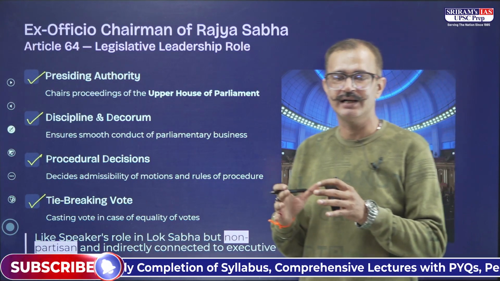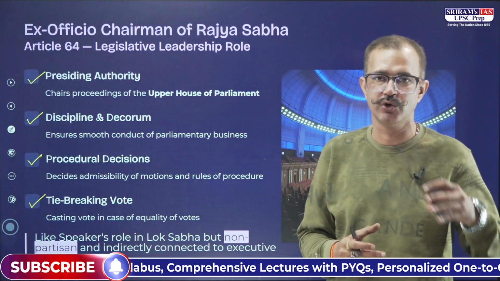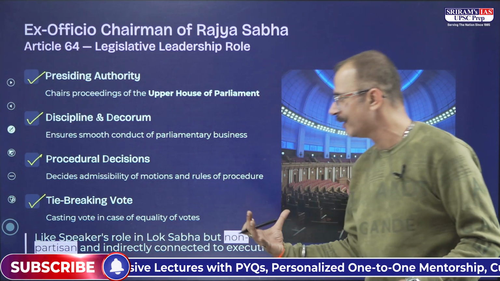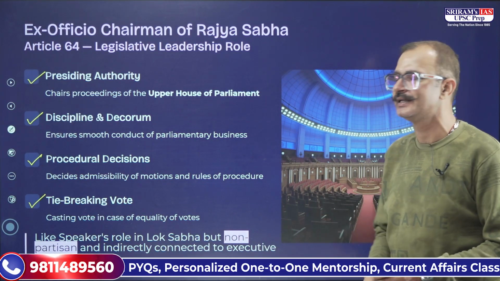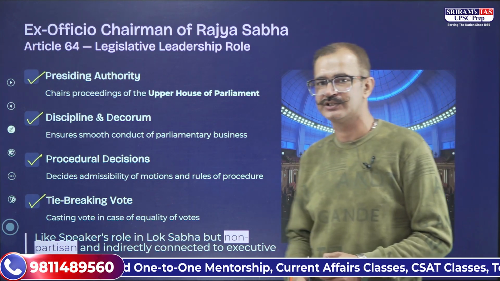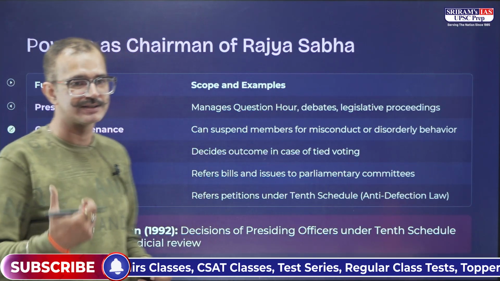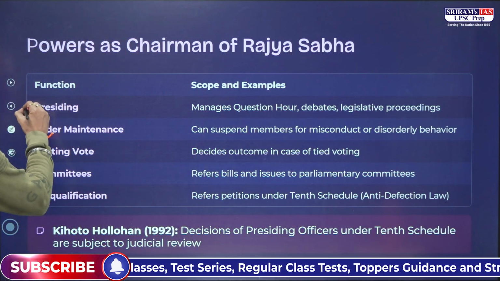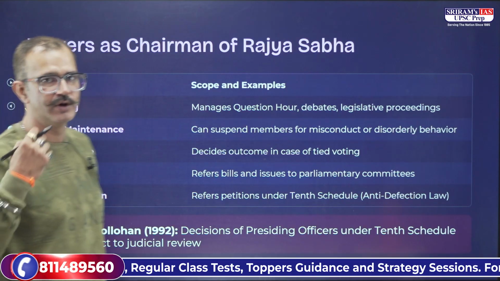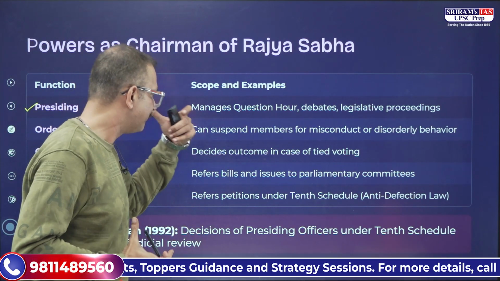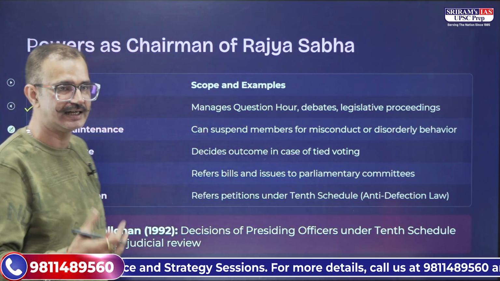So he's just like the speaker of the Lok Sabha, but at the same time, he is non-partisan and he is indirectly connected to the executive as well. Now, what are the powers of the chairman of Rajya Sabha? Alright, he has the power of presiding over the business of the Rajya Sabha. That is, he manages question hour, debates and the legislative procedure.